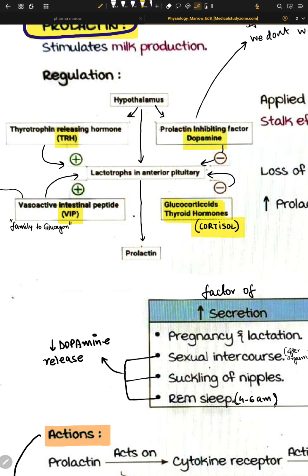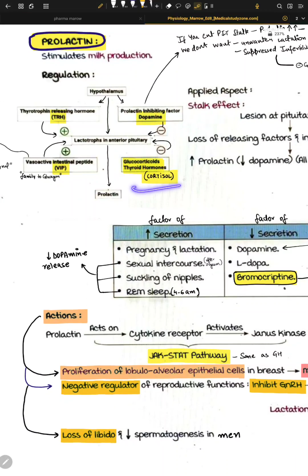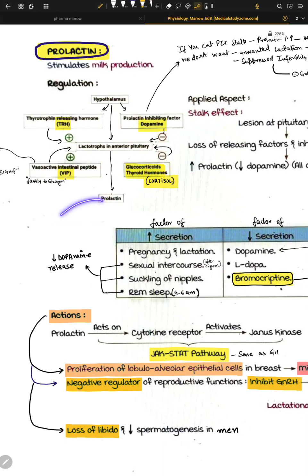Hypothalamus activates lactotrophs in the anterior pituitary, and then it makes prolactin, and then it makes milk, right? And how prolactin works is that prolactin actually increases the proliferation of lobulo-alveolar epithelial cells. These are epithelial, it means they are on the epithelium, and they are lobulo-alveolar, okay, on the breast.